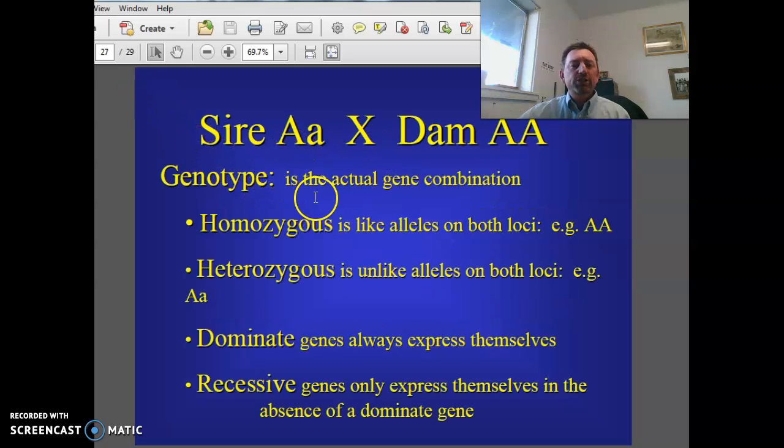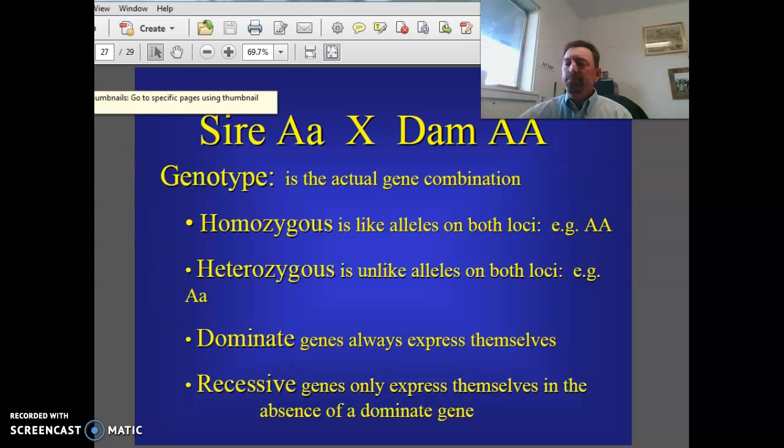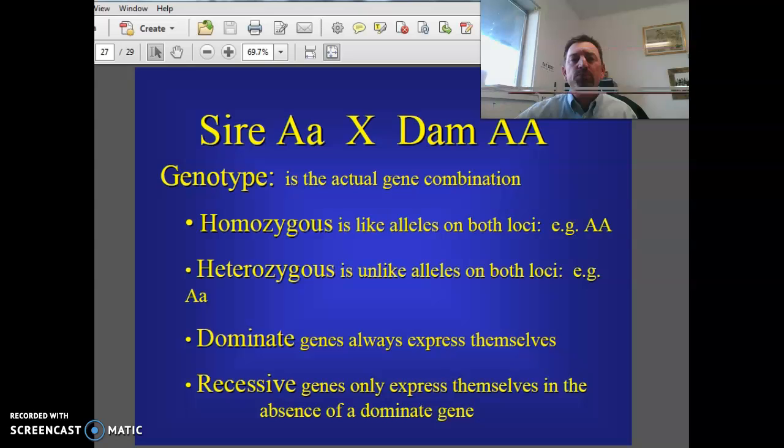When we look at this, genotype is the gene combination. So these two, the sire and dam, both express a black hair coat. But genotype-wise, they are different. So they're the same phenotype, but different genotype. Obviously, we can see heterozygous here, homozygous here. Homozygous means alike, heterozygous is different. Dominant is always written down before recessive, and the dominant is always expressed. The only time a recessive is expressed, yep, you guessed it, is when it's homozygous recessive.